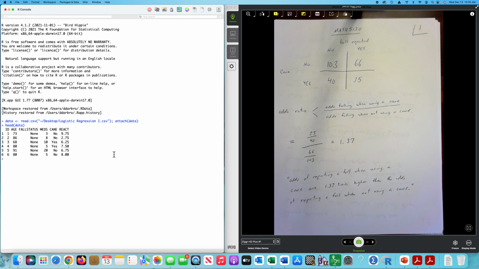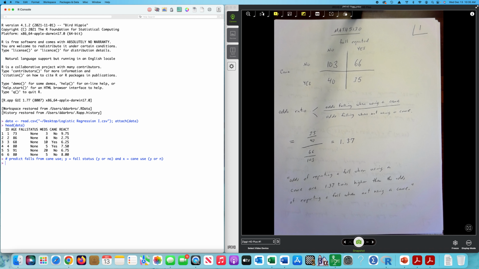So let's say over here that we kind of shift gears and don't want to just look at the relationship between fall status and cane use, but we want to predict fall status from cane use. So in that case, y is going to be fall status, yes or no, and our x is going to be cane use.